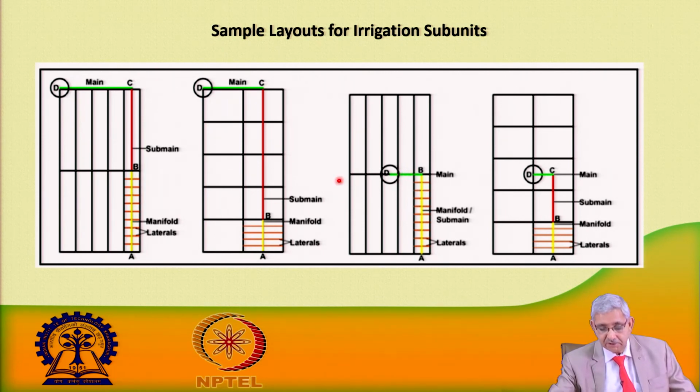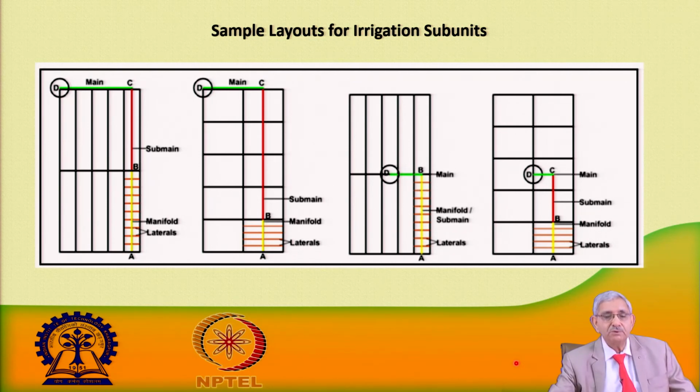In the third strategy, the layout can be made so that the pump, or the source well, is located somewhere in the middle. From there the main line is connected, and from the main the sub main and manifold, and from there the laterals are connected. So, there can be another strategy. There can be different layouts and strategies depending on the field requirement.